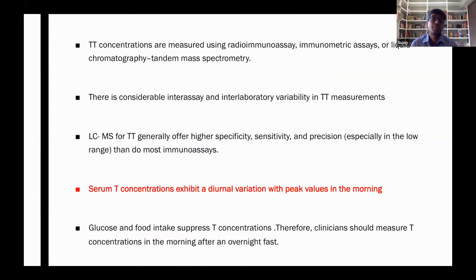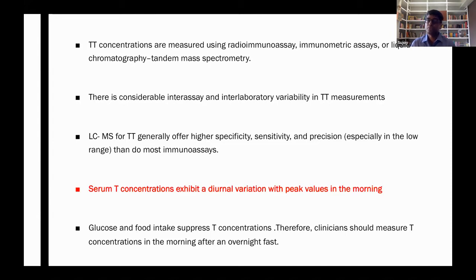Now, total testosterone is measured by RIA, chemiluminescent assay, or chromatography or tandem mass spectrometry. At my center, we use a chemiluminescent assay, and you've got to remember that there is considerable inter-assay and inter-laboratory variability in total testosterone measurement. And ideally, you would want liquid chromatography mass spectrometry for testosterone measurements. Unfortunately, most of us do not have access to LCMS, except from some of the private labs who claim that they use LCMS. The other major problem is, when do you measure testosterone?